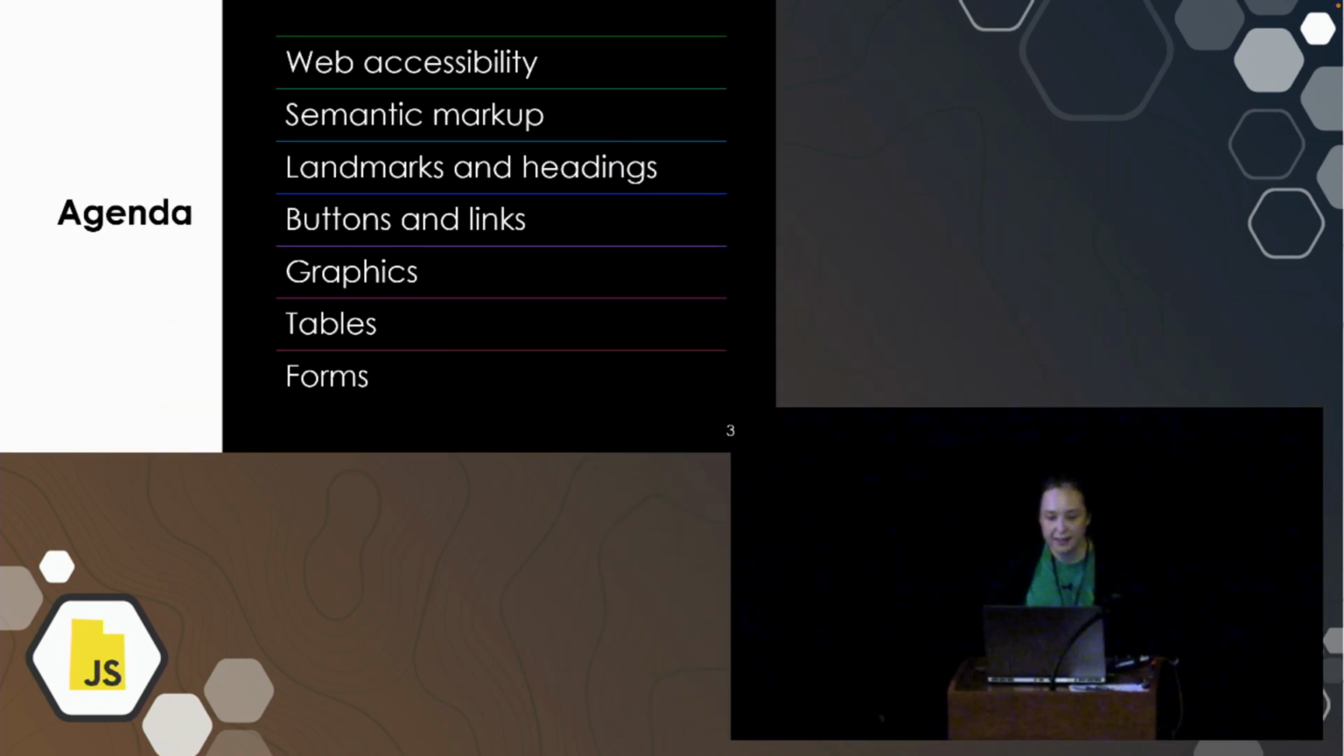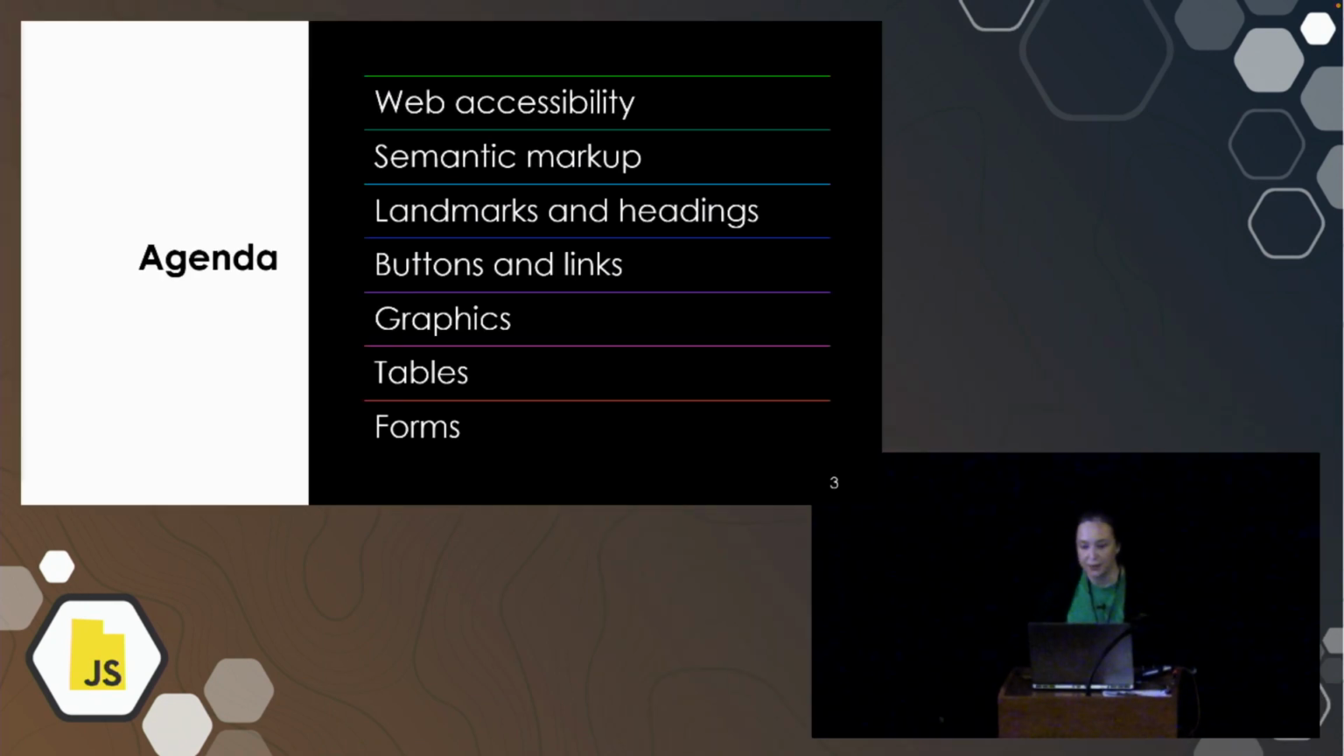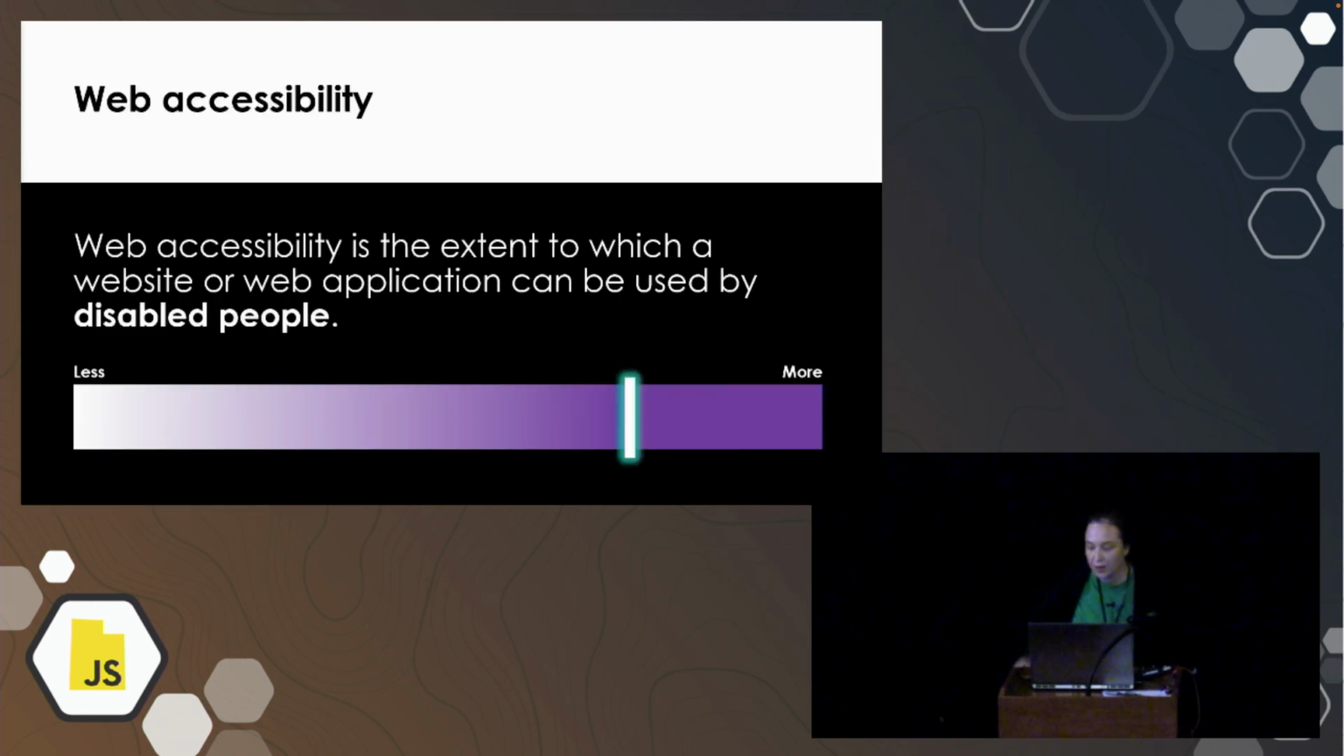So the agenda today, I'm going to go over a little bit about what web accessibility is. This presentation focuses on semantic markup and what you can do to prevent introducing accessibility issues into your code that didn't exist already. And we're going to look at this in a few different categories. So first we'll look at landmarks and headings, then we'll look at buttons and links, graphics, tables, and finally forms.